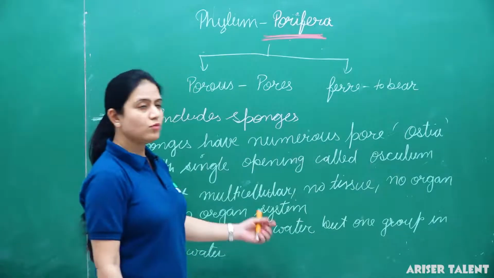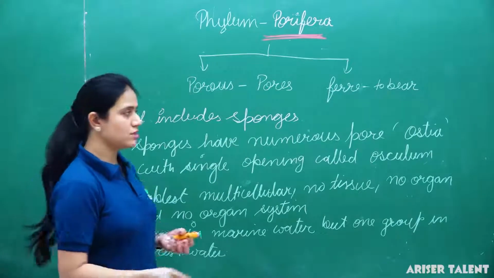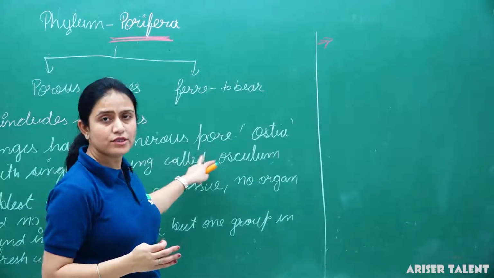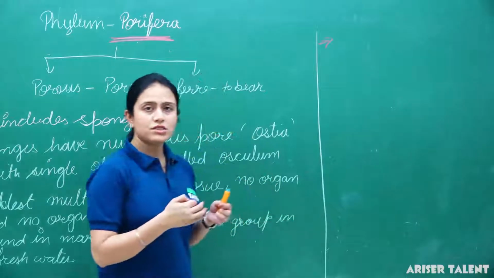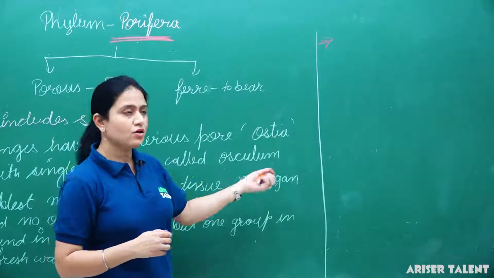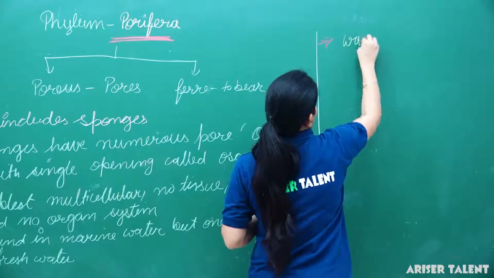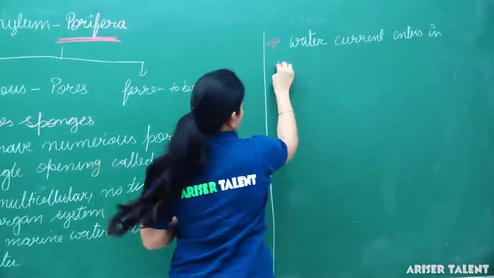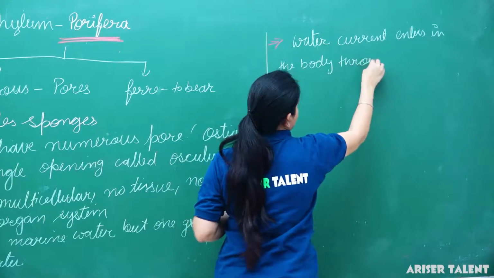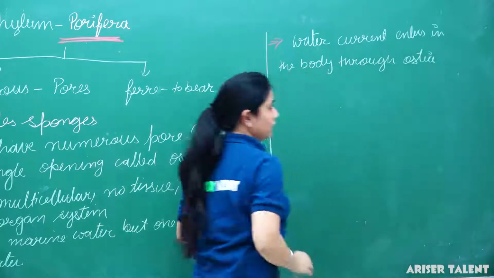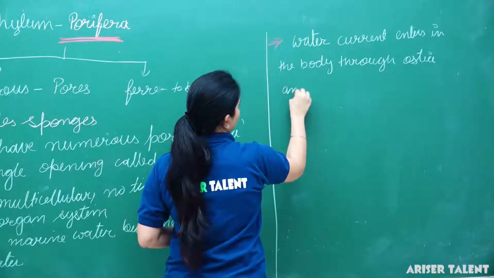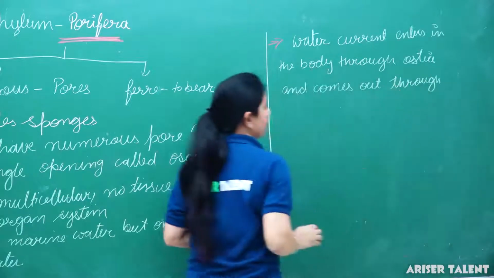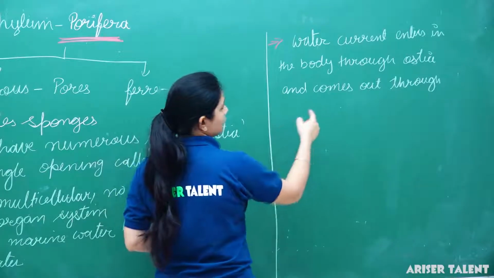Now, as they are living in water, what happens? Water passes through the dermal ostia. As they have many pores in their body, called ostia, the water current enters the body through ostia, then it goes through the entire body and comes out through the osculum. What is osculum? It is a single opening on the top of the sponge.